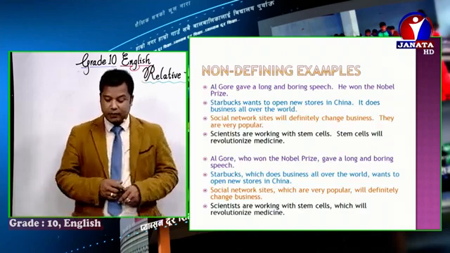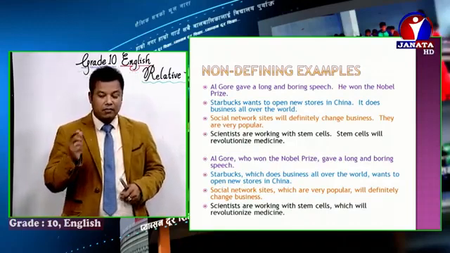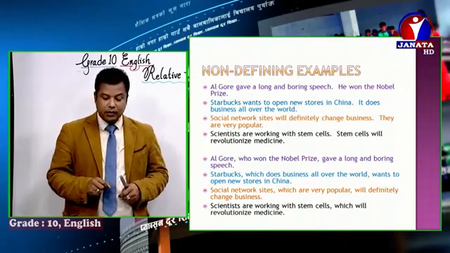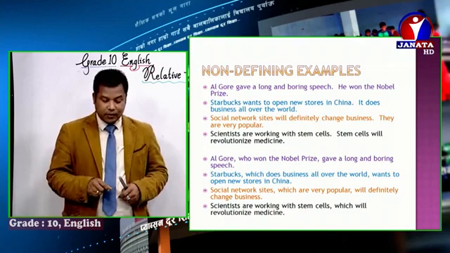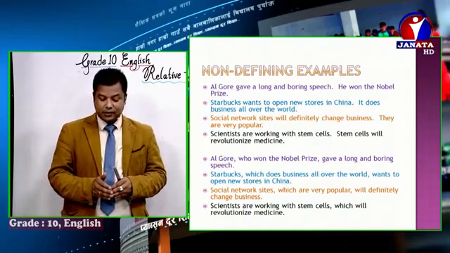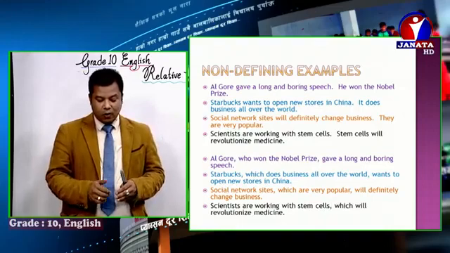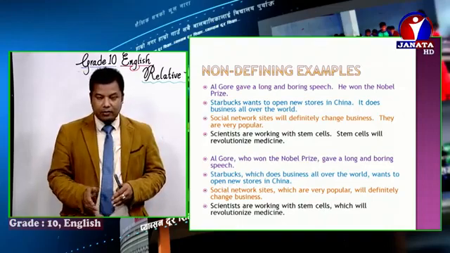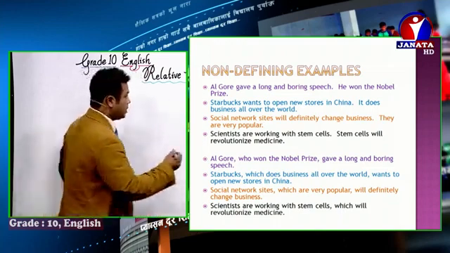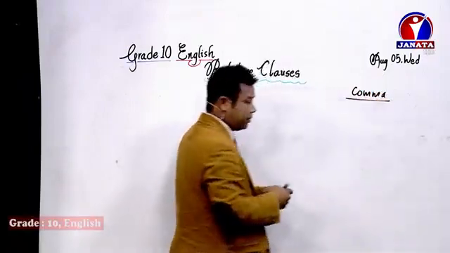Now, non-defining examples. In these examples, there is something distinct which I will mention to you. There is no number actually, so just rely on the bullets. Purple colored sentences. Al Gore gave a long and boring speech. He won the Nobel Prize. Now, the two sentences are merged into one, and that becomes Al Gore, who won the Nobel Prize, gave a long and boring speech. If you have noticed something here which is very important, I should mark it right over here on the board, is the use of comma.